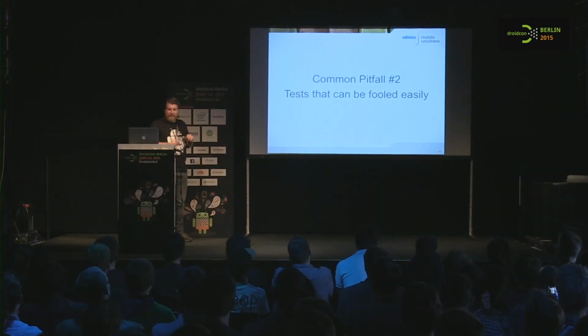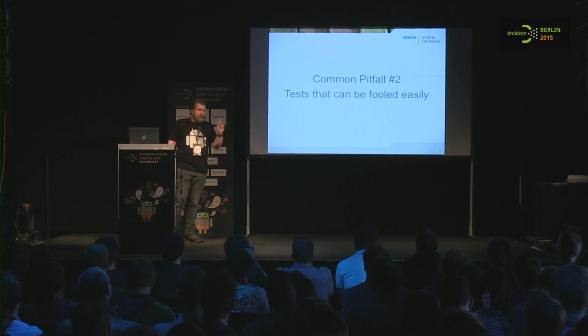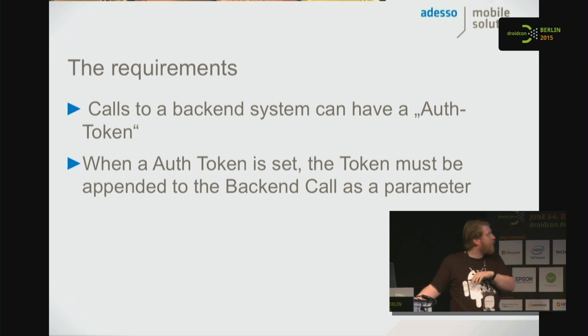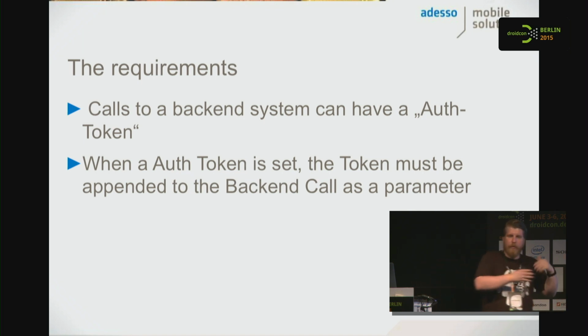Another one I saw very often, I just have one example for this part, is tests that can be fooled easily, so they're still green, even though the whole code is broken. To explain that, let's meet the requirements of the sample code. We have a call to our backend system, and it works without an auth token, it works with an auth token, but when the auth token is set, it has to be appended to every call to the backend. That has to be implemented.